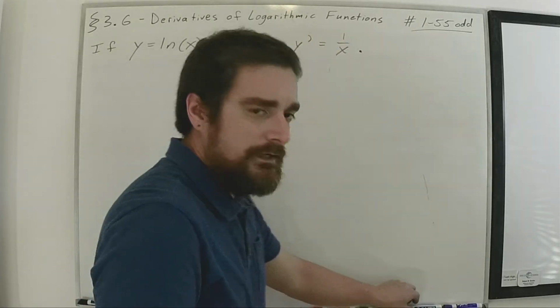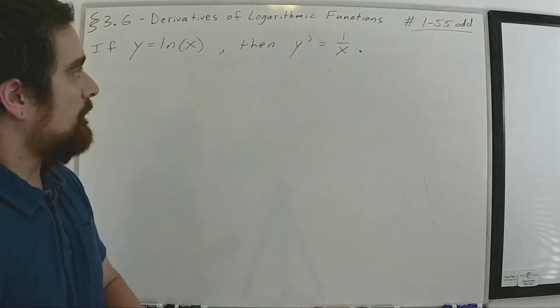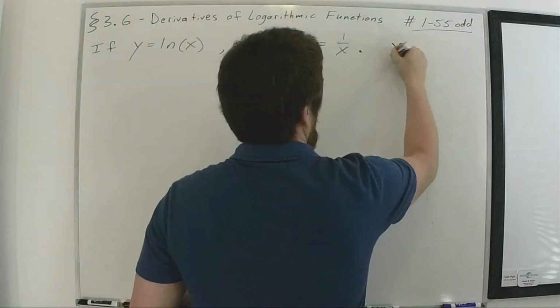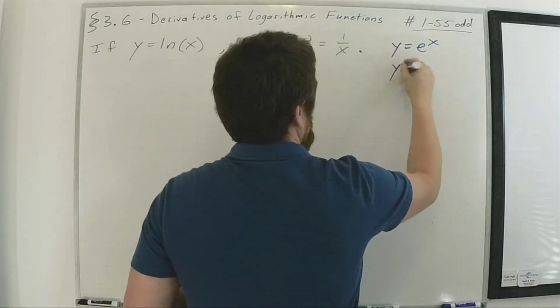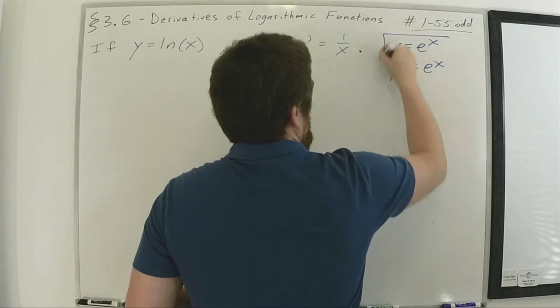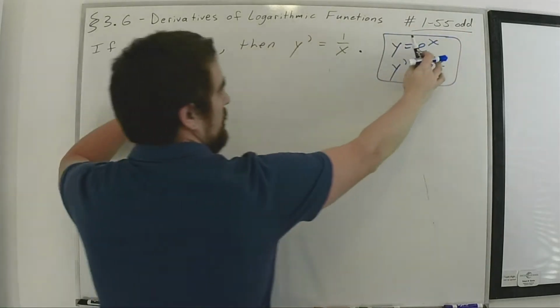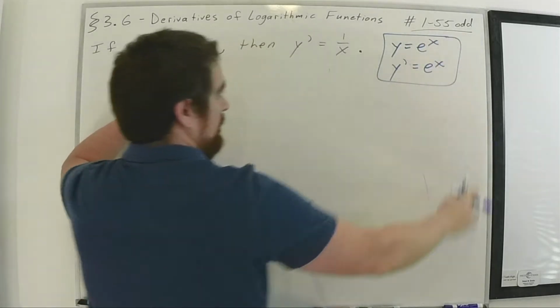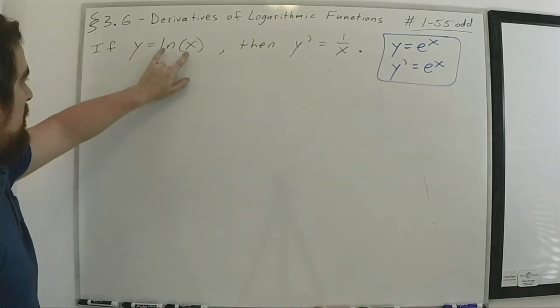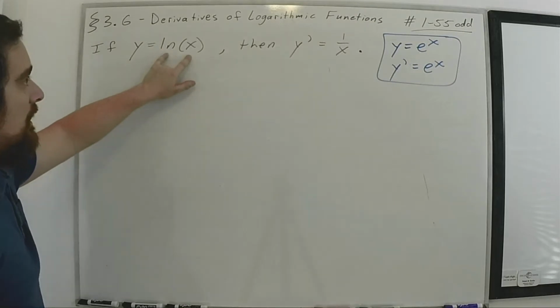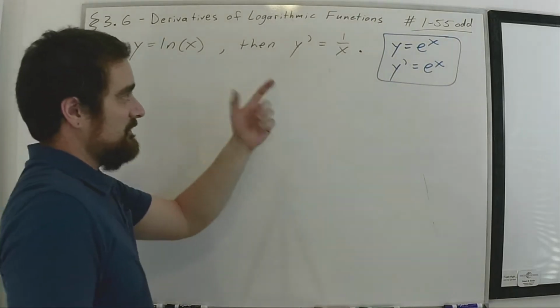I just want to take a brief pause here and relate this back to y equals e to the x. Means y prime is also e to the x. And these are inverses of each other, right? E to the x. When I look at that in terms of a function, I get the inverse to be natural log of x. Right? So these are inverses of each other.